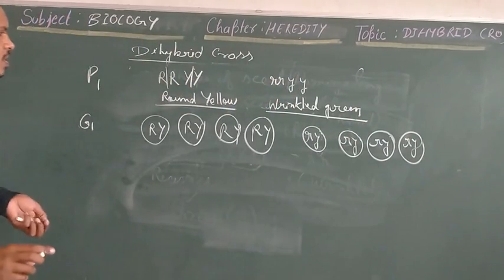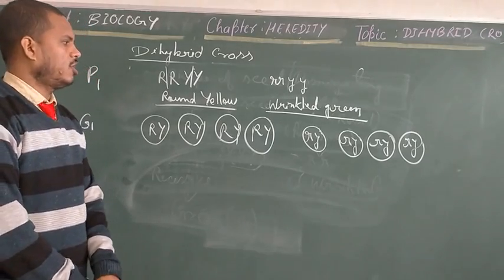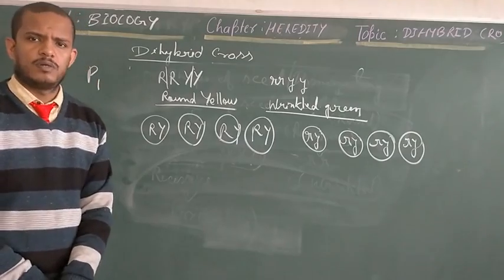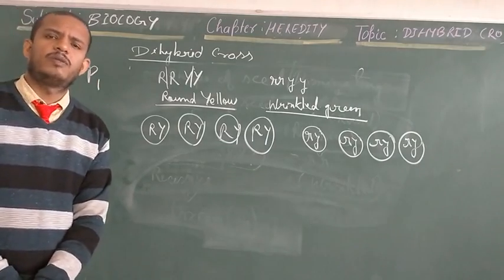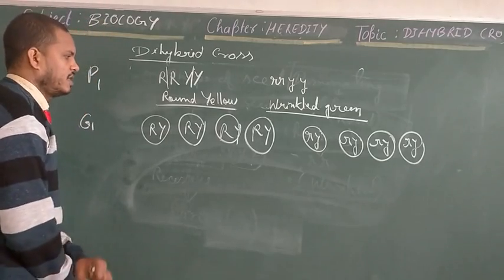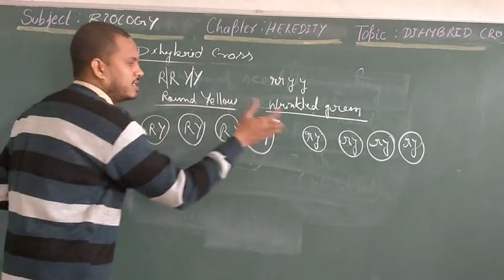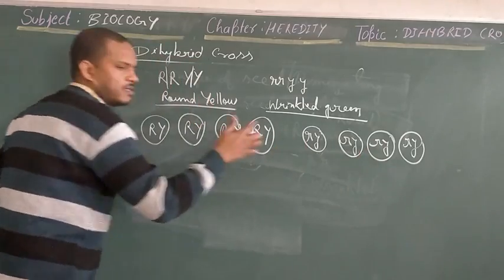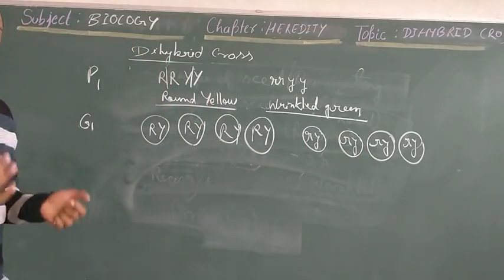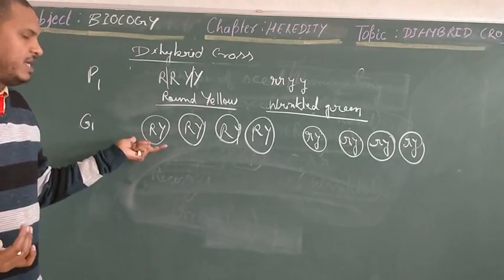Mendel gave a few laws: the law of segregation, the law of independent assortment, and the law of dominance. Here you will see that each gamete is independent to assort itself with any of these gametes, meaning the gamete of one parent is independent to assort itself or its gene.